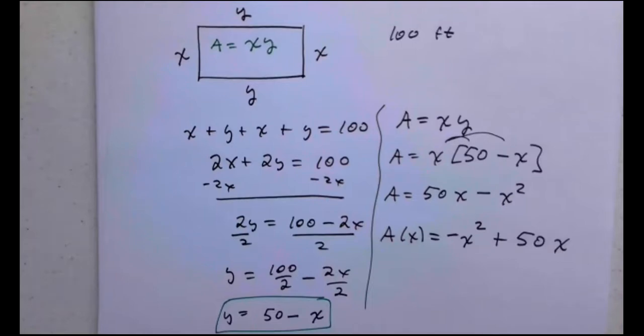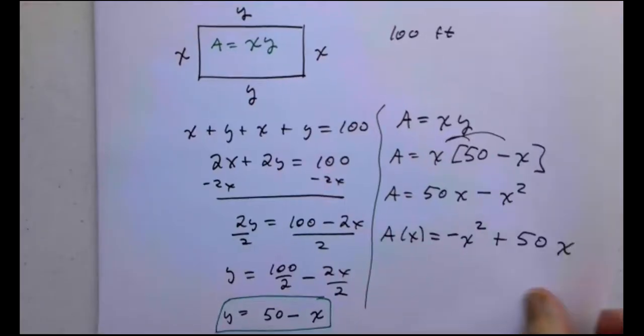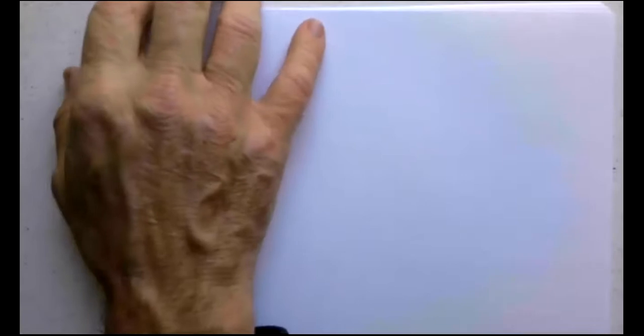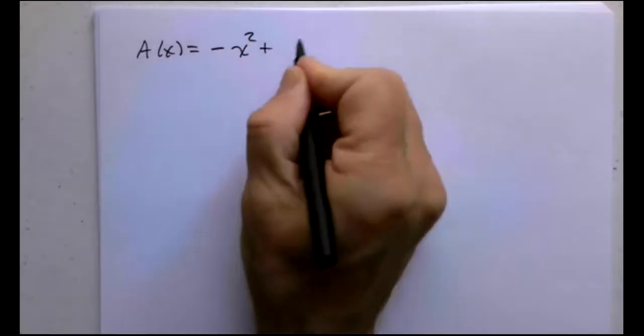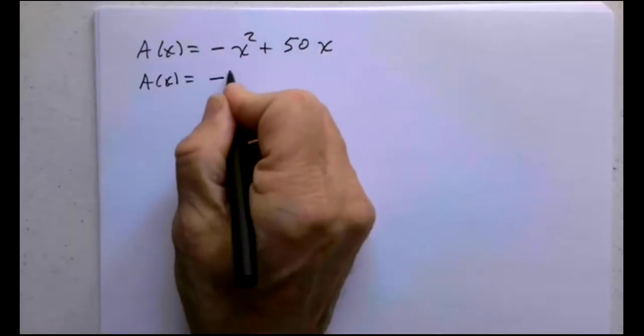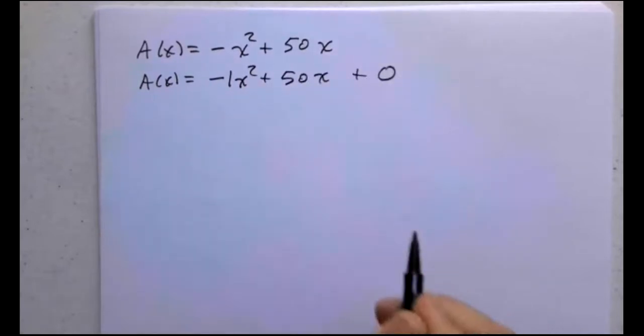What's next? It says find the vertex of the parabola described in the previous formula. Okay, so this is a parabola. We have A of X is negative X squared plus 50X. And that is a parabola. A of X is negative X squared plus 50X. For emphasis, we could say A of X is negative 1X squared plus 50X plus 0, right?